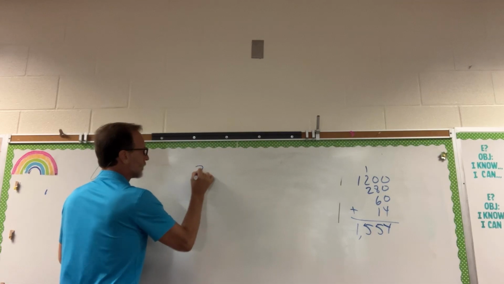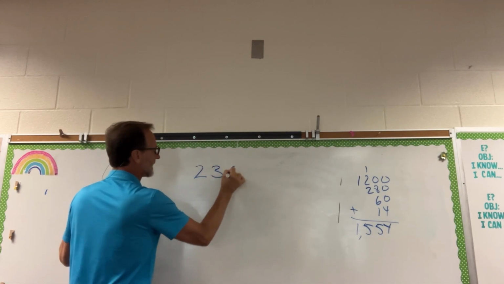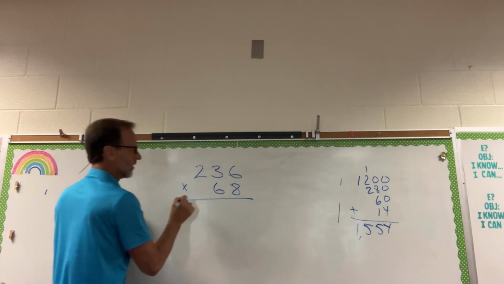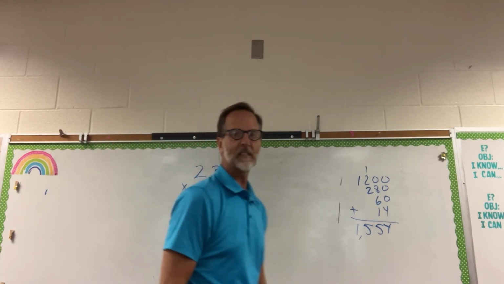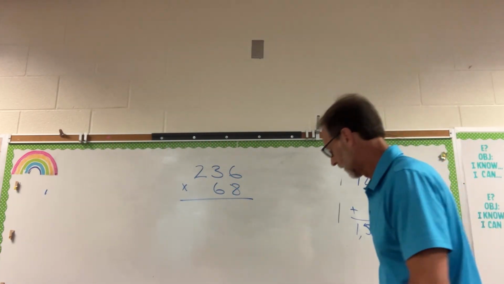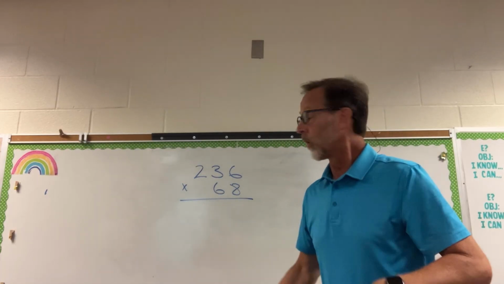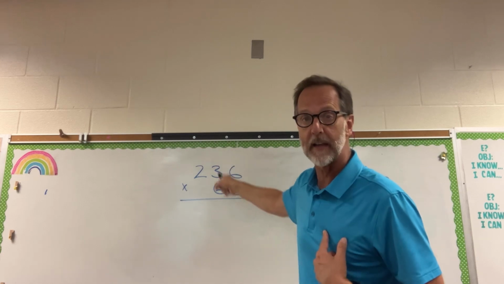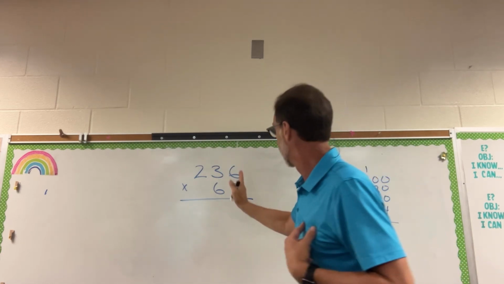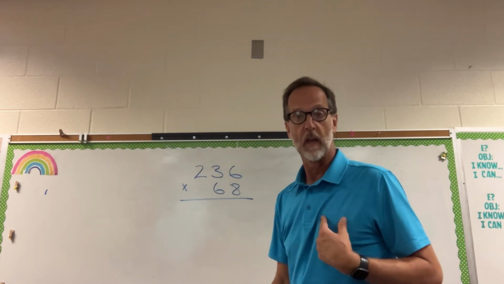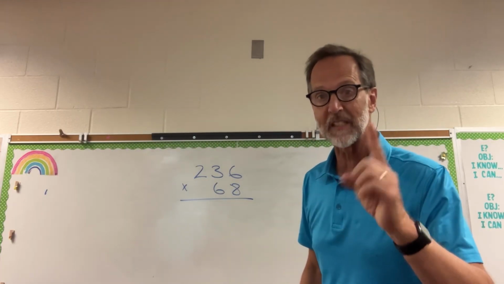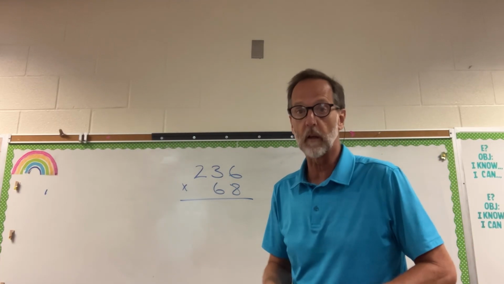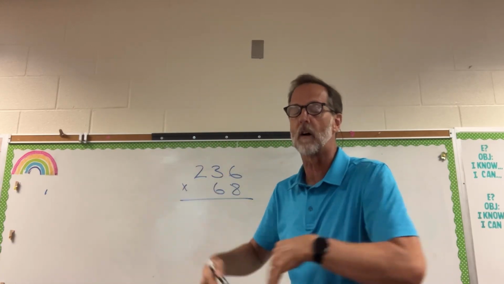Let's see. 236 times 68. Let's try that and see what happens there. Now, we're going to multiply everything up here times 8 first. 8 times 6, 8 times 3, 8 times 2. All right, we're going to do this times this, this times this, this times this. Then we're going to put a 0 and we're going to multiply times the 6. 6 times 6, 6 times 3, 6 times 2. Okay, and once we get that habit down, we're going to be good.